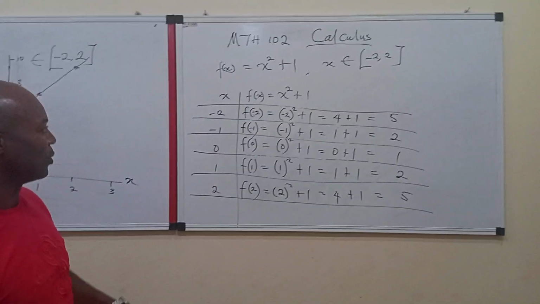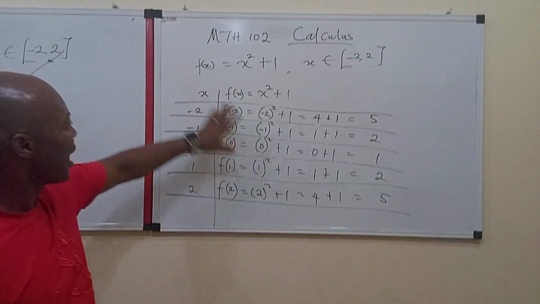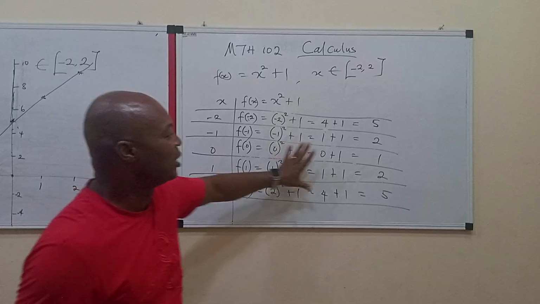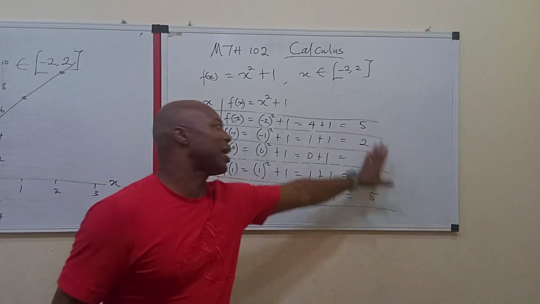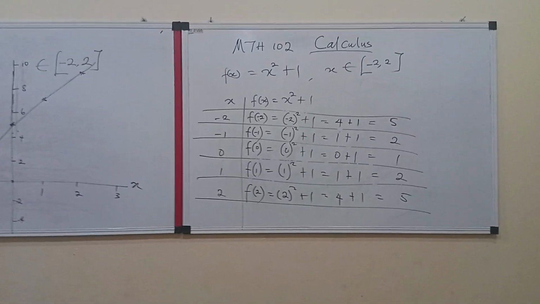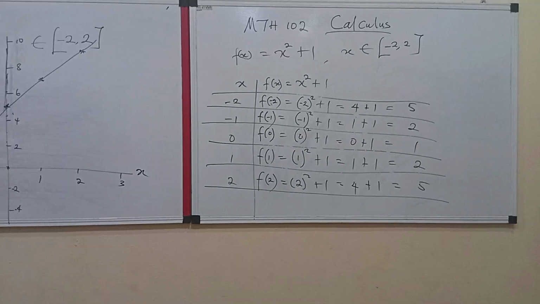See wetin don happen. As we put this one now, na the machine, na the relation. As we put the x value, the domain value inside the machine, e come bring out this other side wey we dey call the range value. This other side wey we dey call the range value, na im that one come bring.